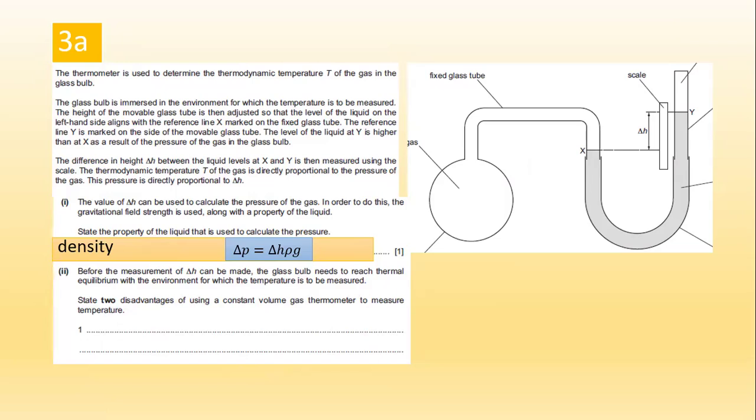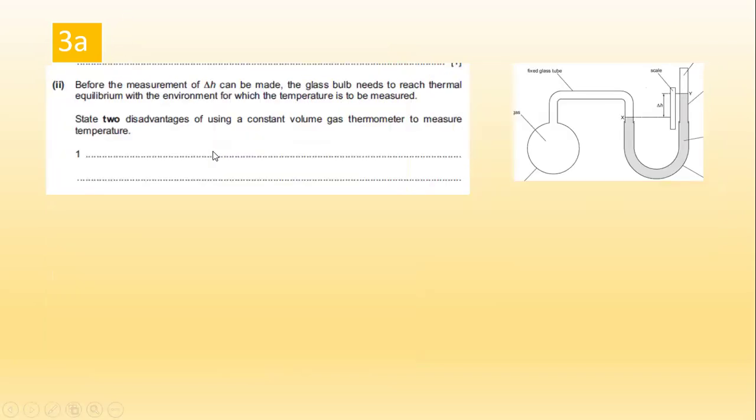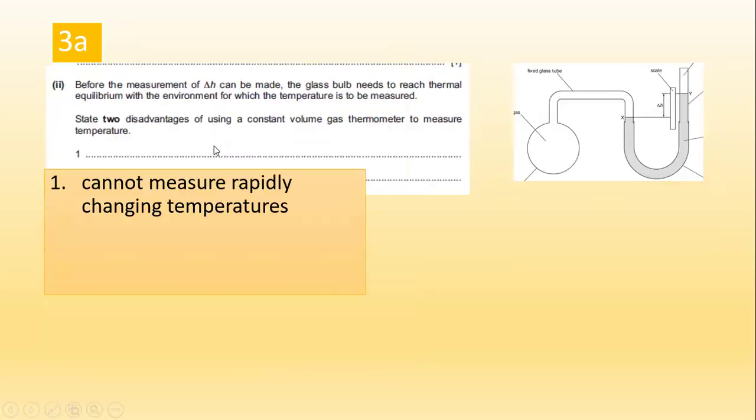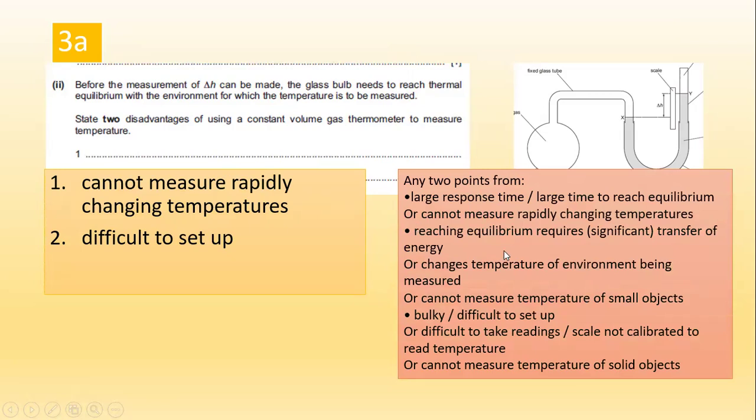Because the thermometer needs a lot of time to change. It takes a lot of time to reach thermal equilibrium with the environment. Okay, second point: cannot measure rapid changes in temperature, because it takes time to. Yeah. Okay, good. Cannot measure rapidly changing temperature. Difficult to set up. Or any others.